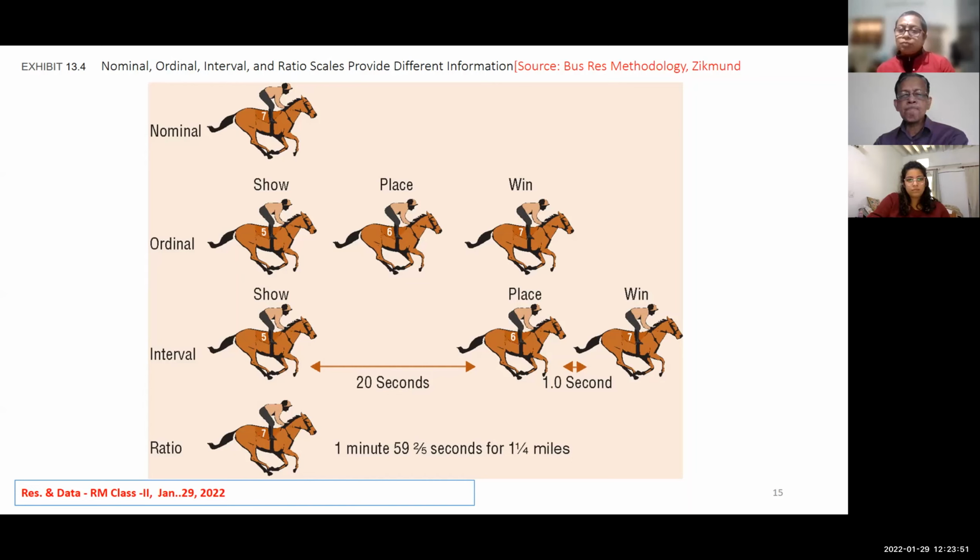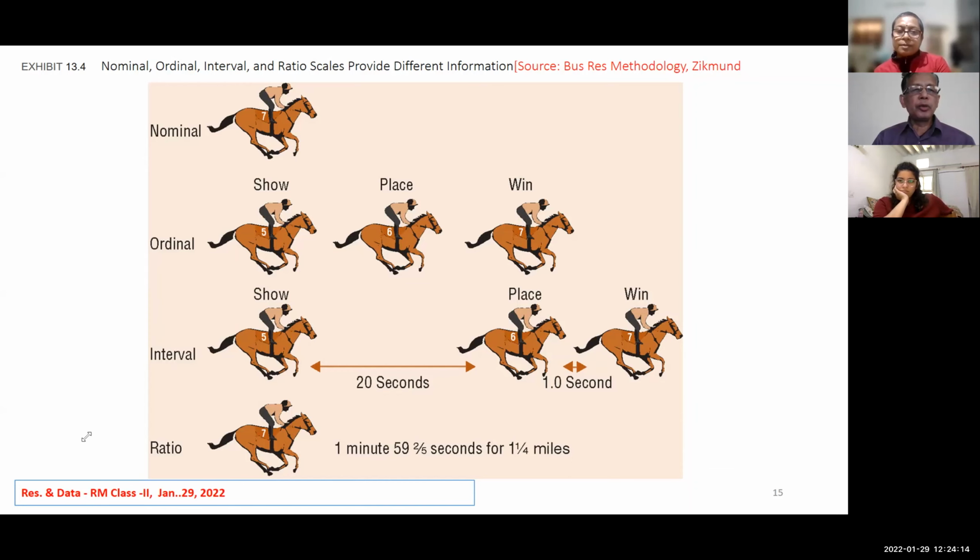And interval scale would show me the interval between the fastest horse and the slowest horse, how much time it has taken. So that is the interval. And in the ratio scale, it's an absolute value, wherein the horse has taken 1 minute 59.25 seconds to cover 1/4 of a mile. So that is an absolute value. Hence, that is the ratio scale.